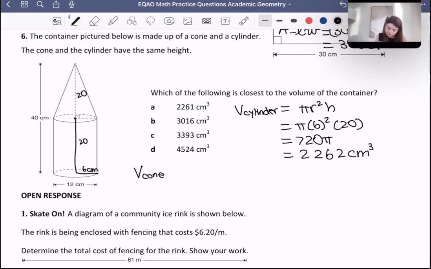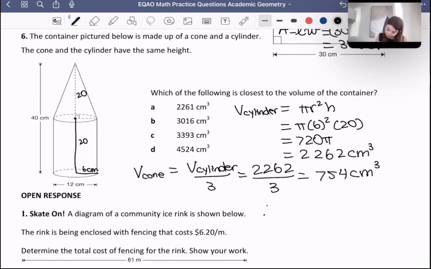And now the volume of a cone is the same as the volume of the cylinder divided by 3, right? Because the cylinder and the cone both have the same height and radius. So we could plug in the regular equation and do pi r squared h over 3, or we could just divide by 3. So I'm just going to divide 2,262 over 3. And I'm going to get 754.